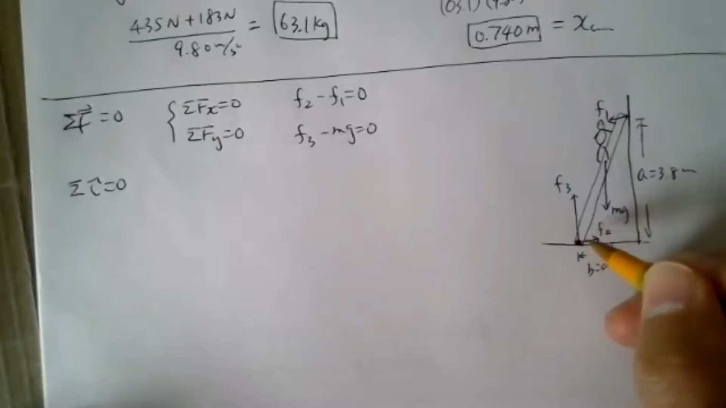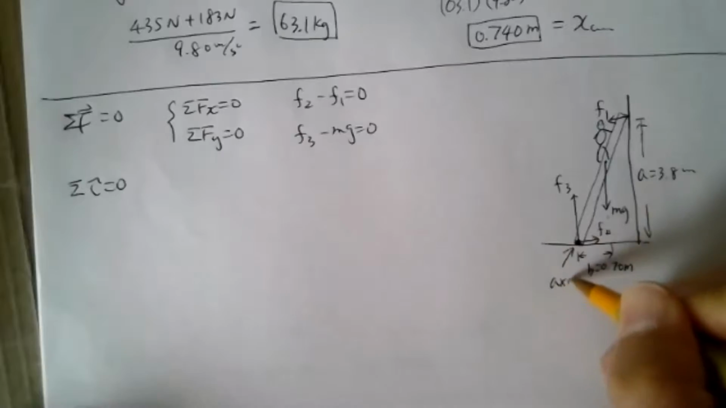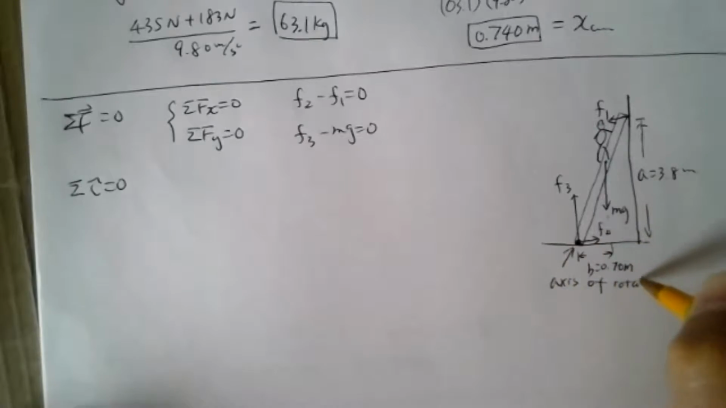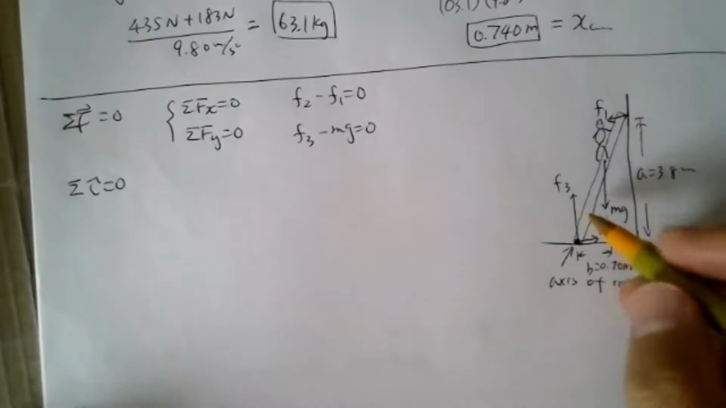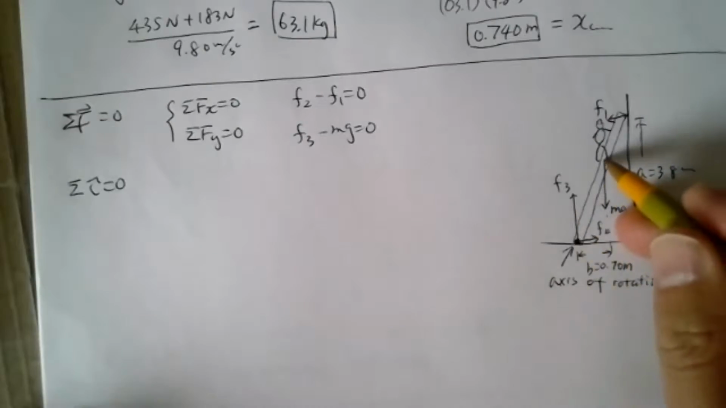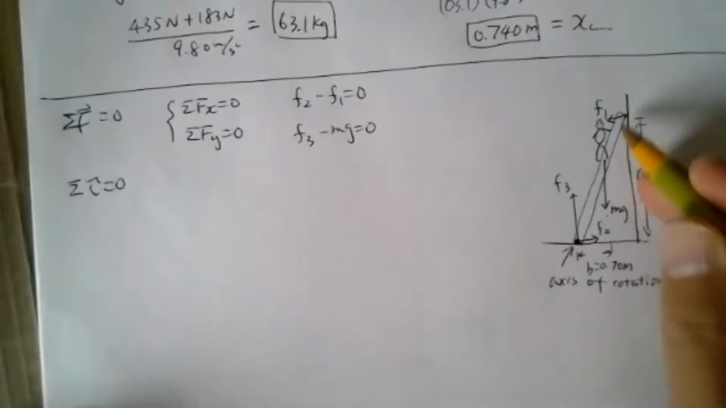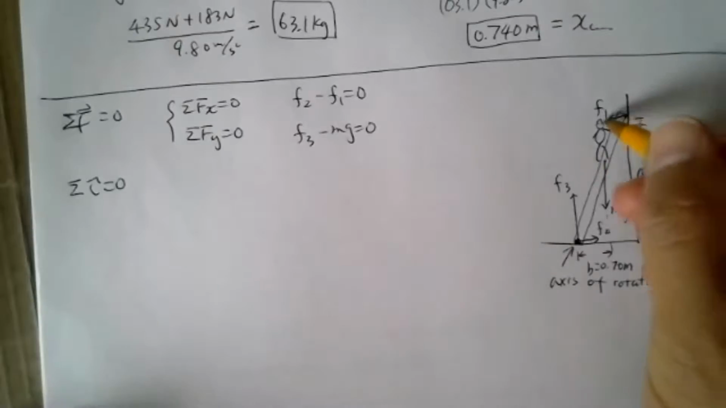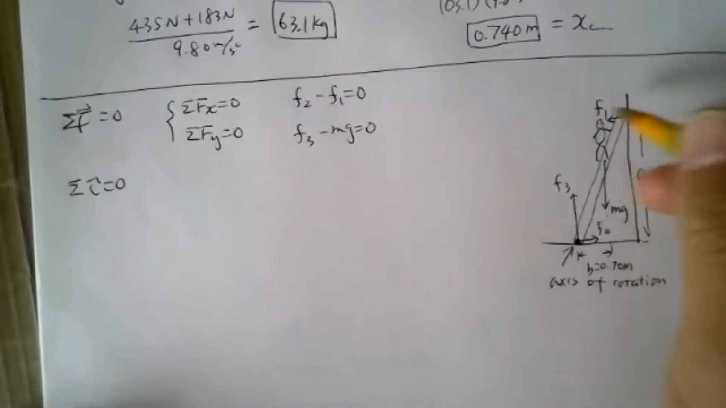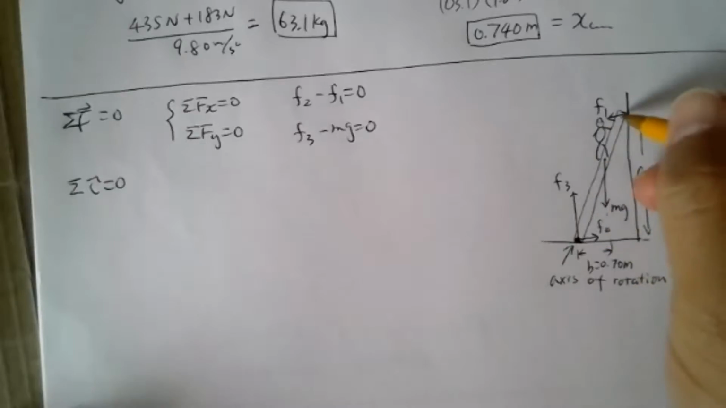Okay, now the net torque equals 0. At the bottom of the ladder, you have two forces acting on that point, so you can pick that as your axis of rotation. Then those two forces have 0 torque, so I only have two torques, one by this force and one by that one. F1 will make the ladder rotate counterclockwise, so that's a positive torque, and mg will make the ladder rotate clockwise. That's a negative torque.